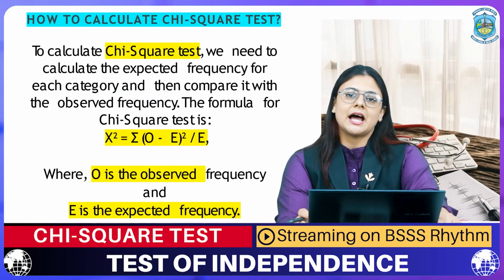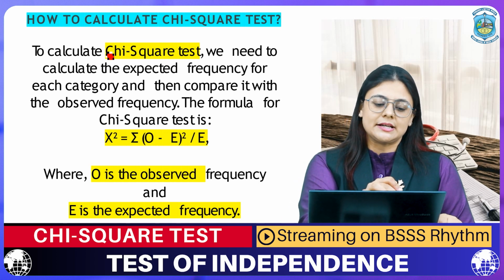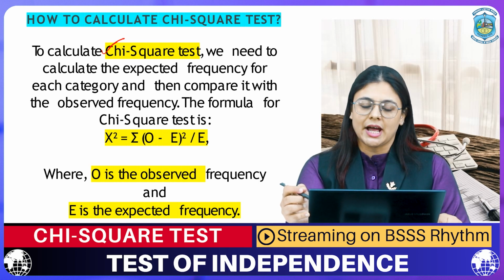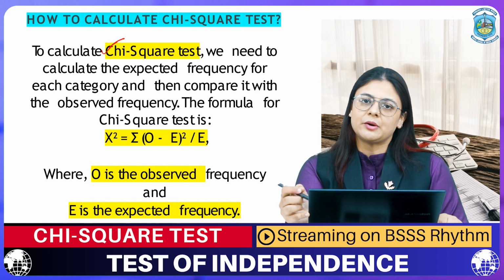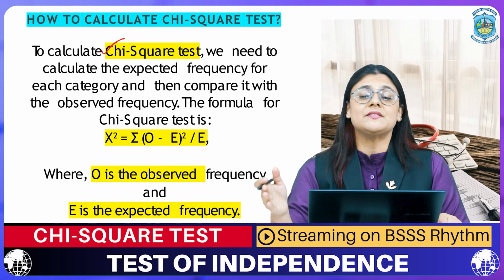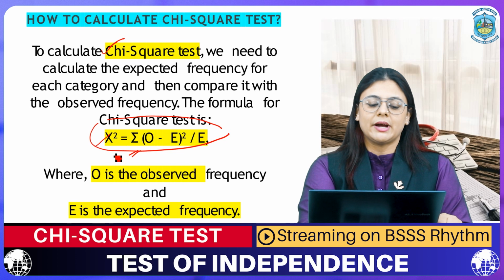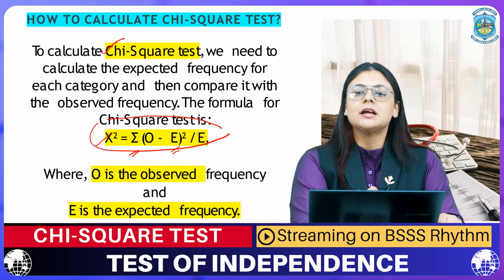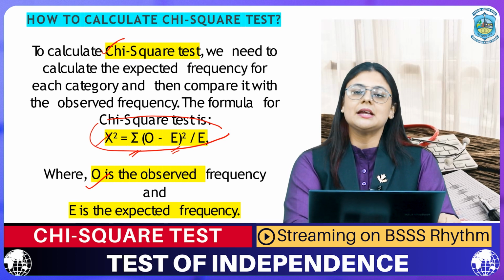So first and foremost, let's have a look at how to calculate the chi-square statistic. To calculate the chi-square statistic, we need to first calculate the expected frequencies for each category and then compare them with the observed frequency. As I already mentioned, expected frequency is how you expect the data to behave, and observed frequency is how the data has behaved in reality. So let's first have a look at the formula for calculation of chi-square. Chi-square is equal to the summation of (O minus E) whole square divided by E, where O is the observed frequency and E is the expected frequency.